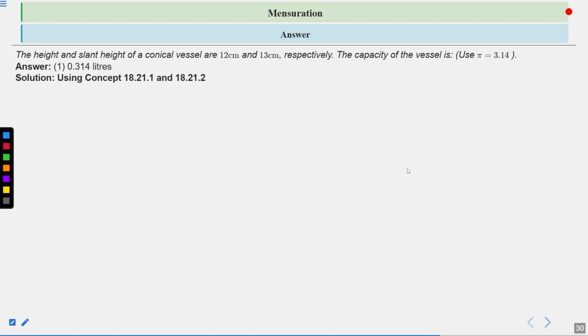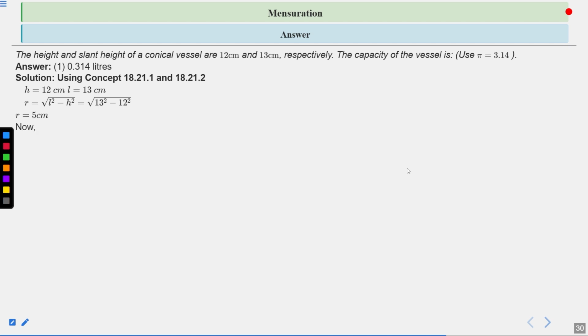Now see the detailed solution using concepts 18.21.1 and 18.21.2 in this question. So h is given 12 centimeter, l is given 13 centimeter. So we can calculate the radius. Radius is under root l square minus h square. So under root 13 square minus 12 square, we get the value of r, which is 5 centimeter.